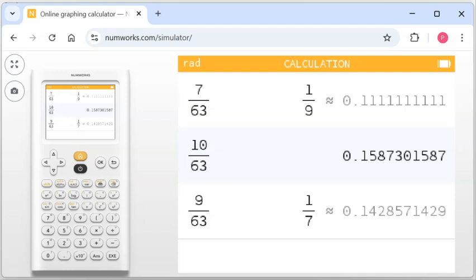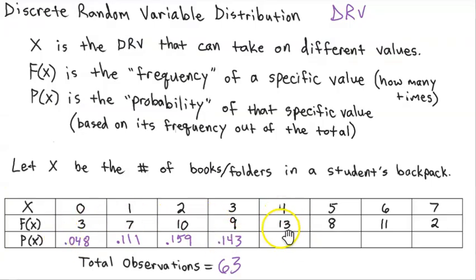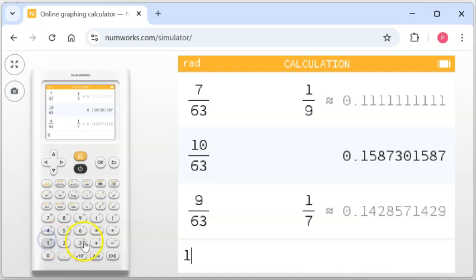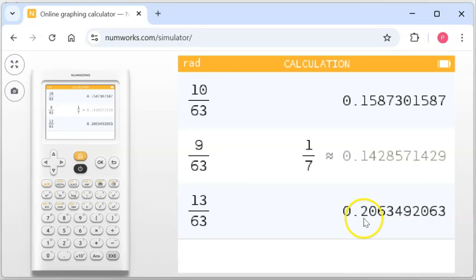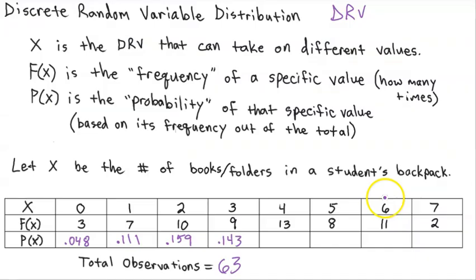Okay, great. Now here, the probability of 4 books is going to be 13 over 63. So 13 divided by 63. And whoops, it didn't work out. What are we looking at here? 13 over 63. So 13 divided by 63. And that's 0.206.